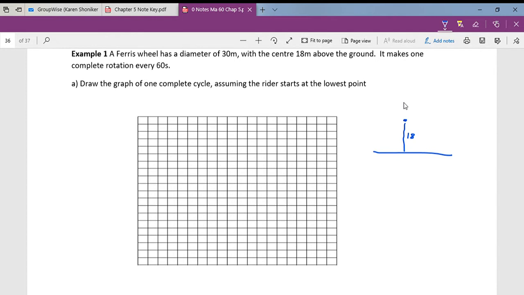So if the diameter is 30 meters, that means that the radius is 15 meters. So if you think about going from the center down 15, that's going to be the bottom of your Ferris wheel. So this is going to be 15 meters from the center. So the Ferris wheel is going to be 3 meters from the ground at the bottom, because the center is 18 meters from the ground and the radius is 15 meters, and so that leaves you with 3 meters from the ground.